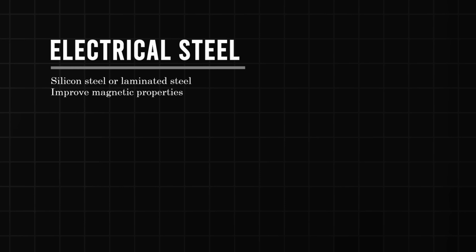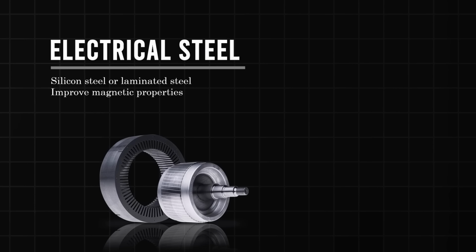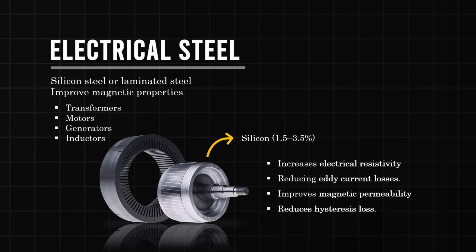Then we have electrical steel. Electrical steel is also known as silicon steel or laminated steel. This is a special type of steel made for improved magnetic properties, mainly used in electrical devices where effective magnetic flux is needed, like transformers, motors, generators, and inductors. The main alloy element is silicon, usually 1.5 to 3.5%. Silicon increases electrical resistivity and reduces eddy current losses. It also improves magnetic permeability and reduces hysteresis losses.